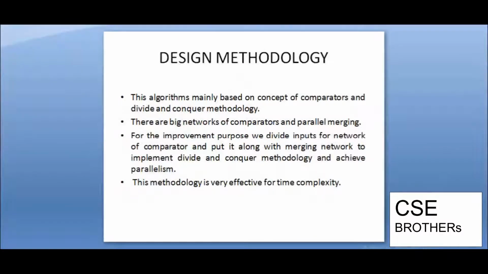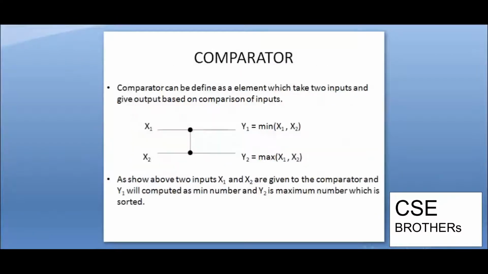The methodology is very effective for time complexity. Like in parallel sorting, we divide our input and give it to the network of comparators. Comparators sort them in either ascending or descending order, and then the merging network will merge those elements and give us the output. That whole process is the divide and conquer methodology. It is very effective for time.